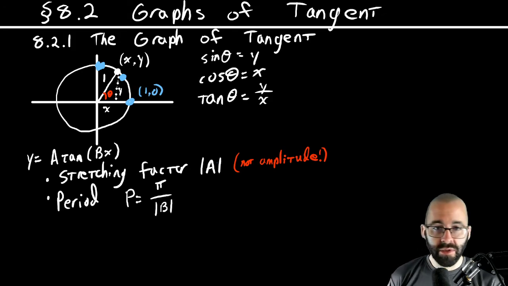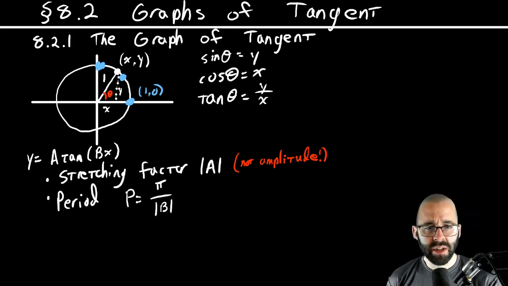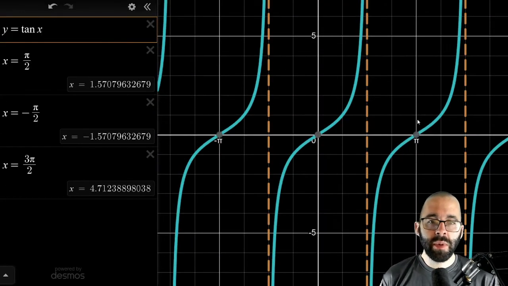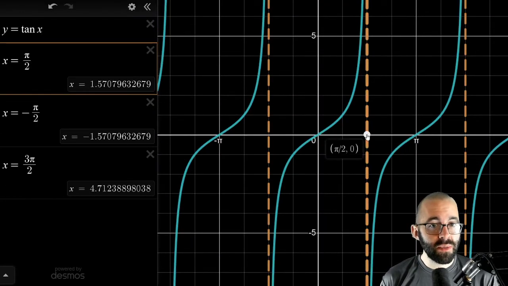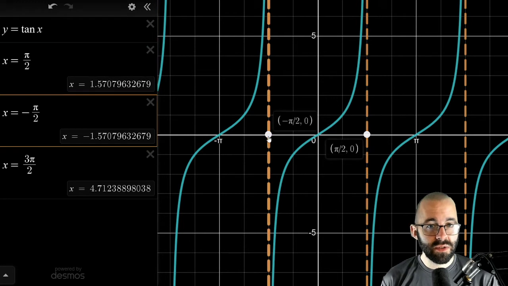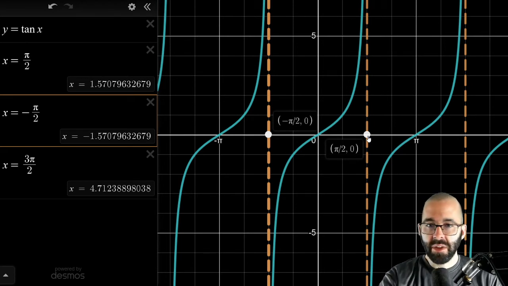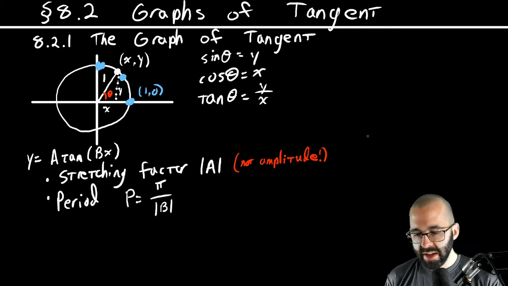There's the domain, there's vertical asymptotes. There are formulas for those, but in general, the domain is just going to be everything except where these asymptotes are, which is at pi over 2 plus or minus multiples of the period. Okay, it's periodic, so all you have to do is find one asymptote and then add the period as many times as you want to get other ones.